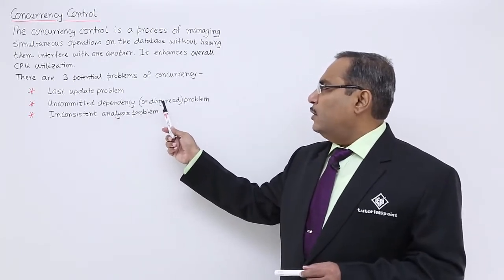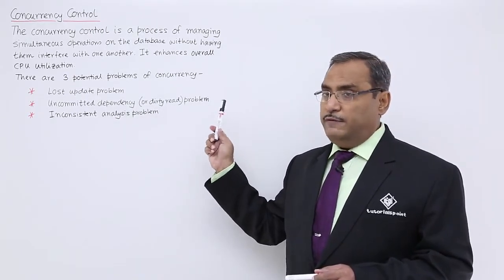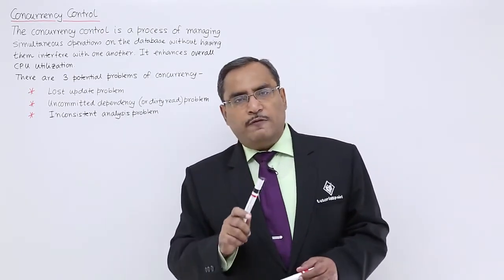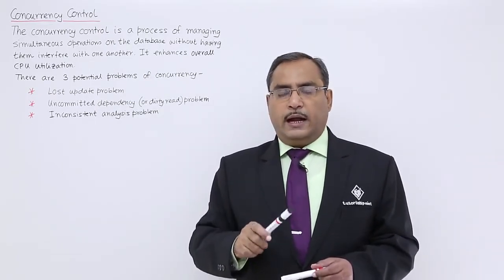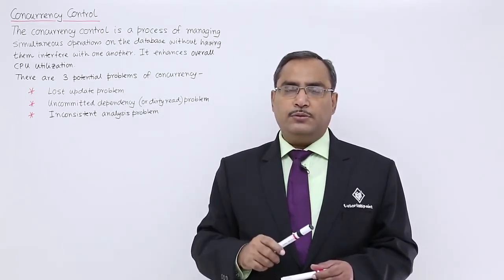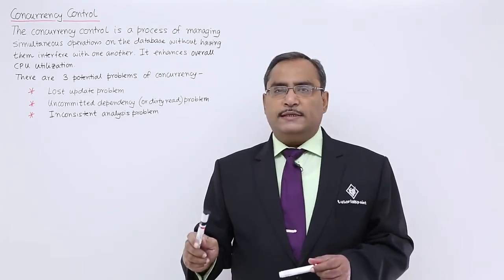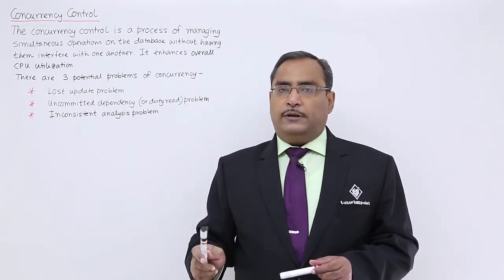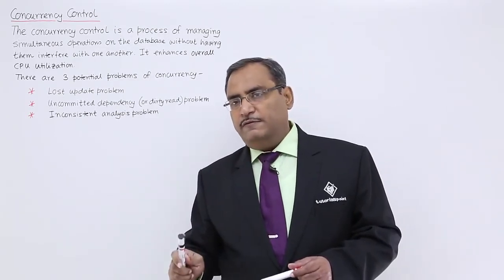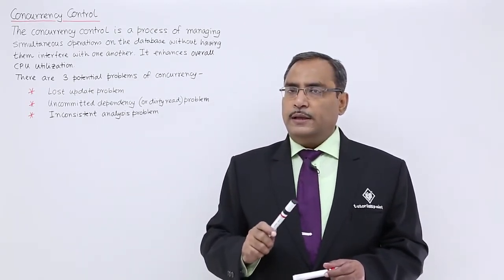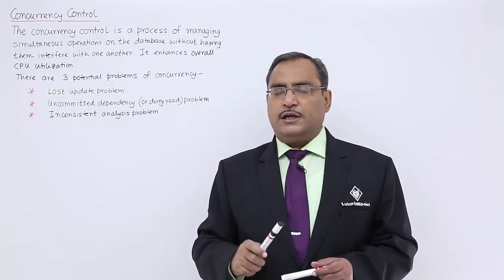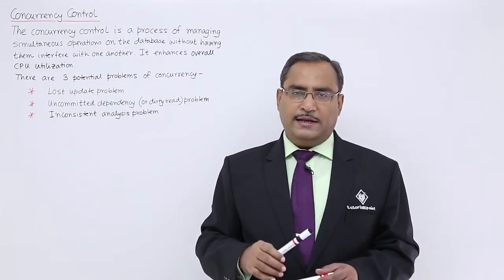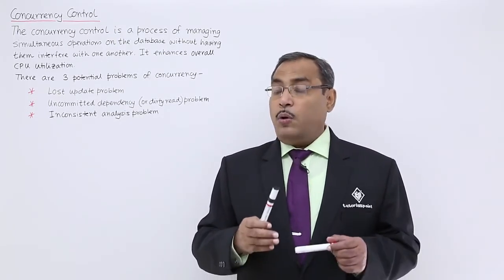Uncommitted dependency, or dirty read problem. That is a very famous problem. Let us suppose one variable has been updated and the transaction is still in execution. Another transaction has initiated in parallel, concurrently, and it has read that variable's updated value. In the meantime, the previous transaction has been rolled back. It has been terminated. So what will happen?